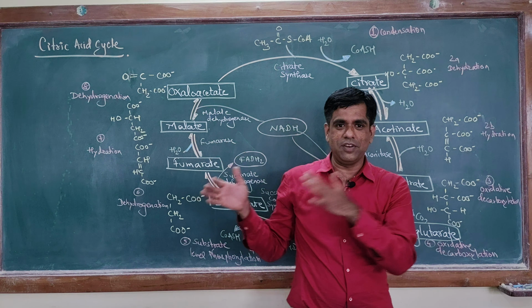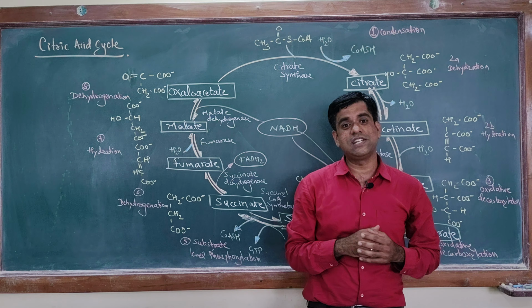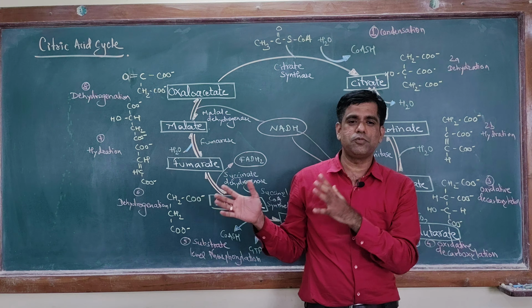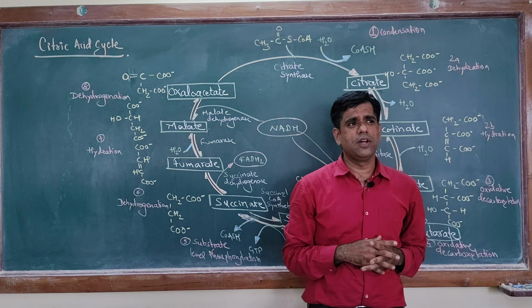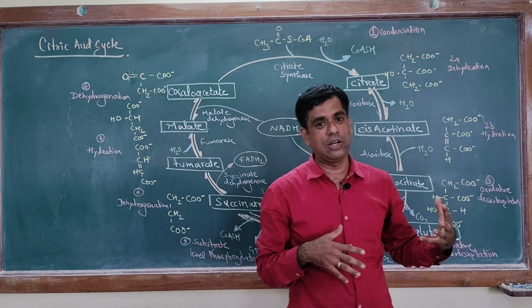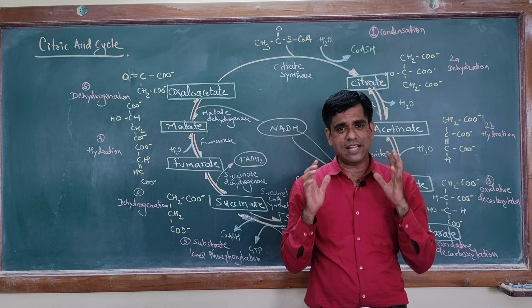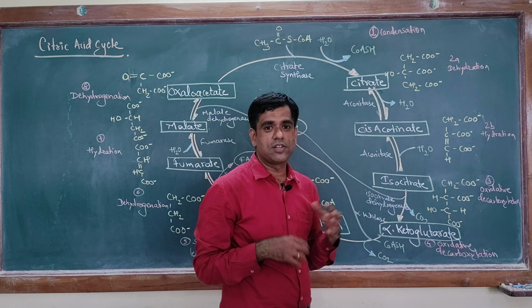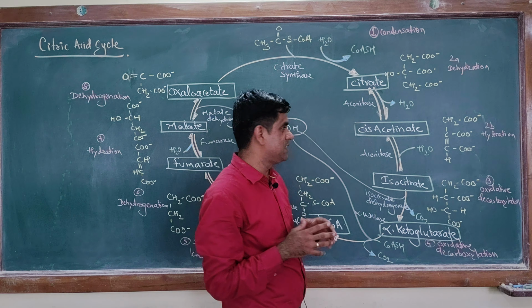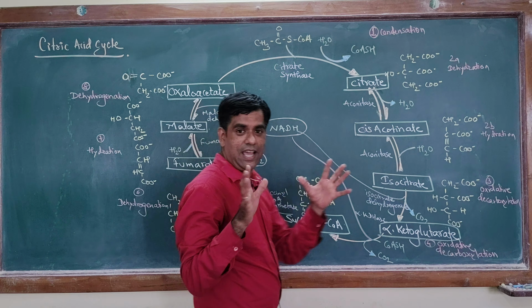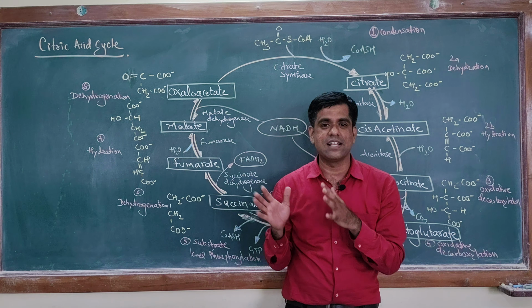So when we divide the reaction sequences in the complete oxidation of glucose, the first step we see is glycolysis. The second, an intermediate link reaction, converts pyruvate into acetyl-CoA. And the second major catabolic pathway involved in the oxidation of this acetyl-CoA is the citric acid cycle, or the TCA cycle, the tricarboxylic acid cycle.